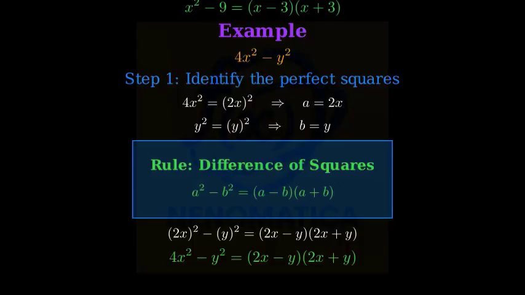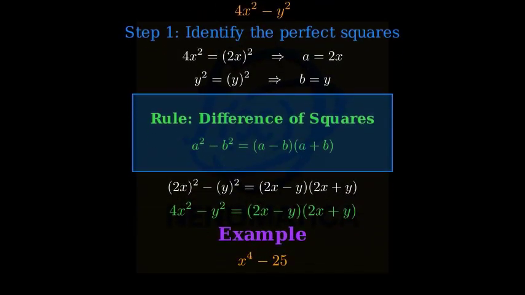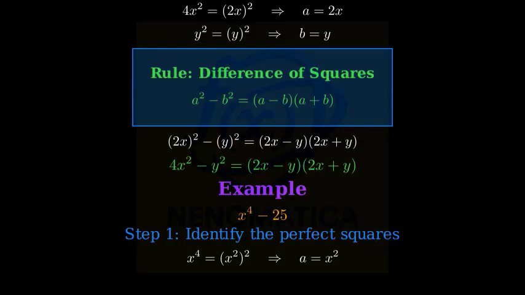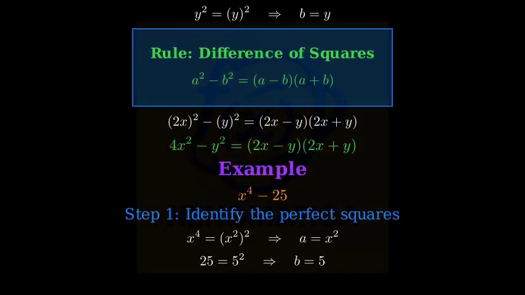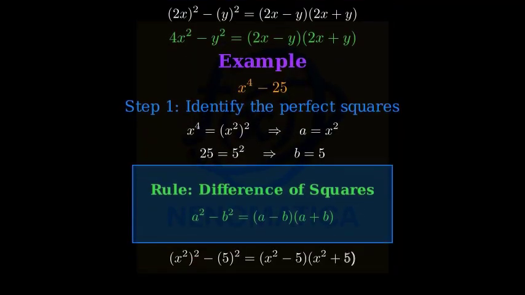Let's try one more example, this time with a more complex expression: x to the fourth power minus 25. First, we need to identify if this fits the difference of squares pattern. X to the fourth power can be written as x squared squared. So a equals x squared. And 25 equals 5 squared. So b equals 5. Applying the difference of squares identity, x to the fourth power minus 25 equals x squared minus 5 times x squared plus 5.